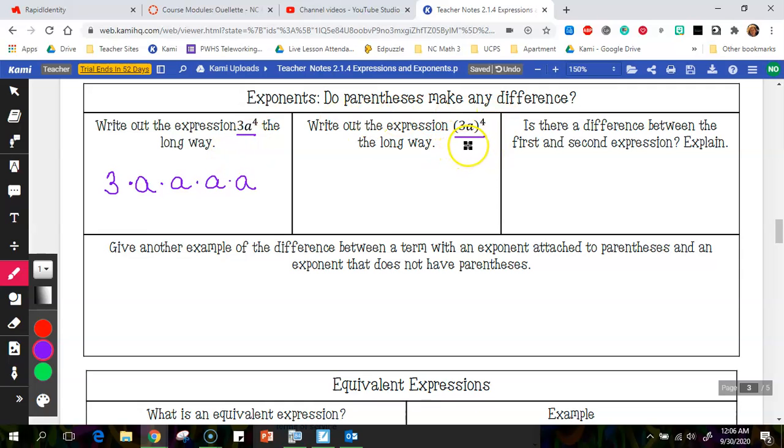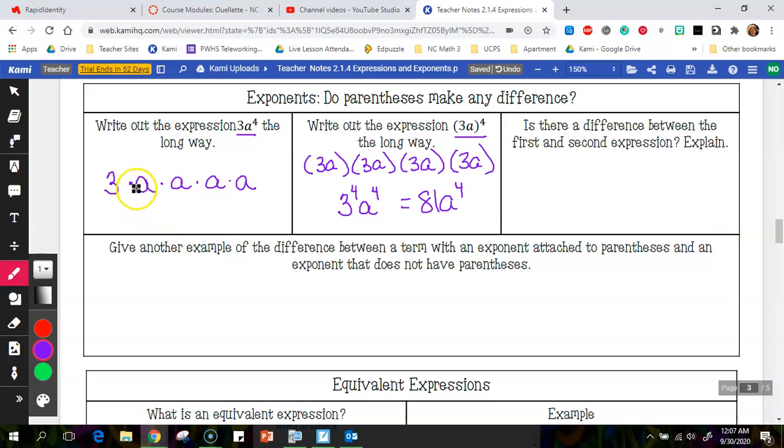Now this one in the middle, though, the 3 and the A are raised to the 4th power. So we could do it a couple different ways. We could write it like this. We could also write 3 to the 4th power, A to the 4th power, or we could just raise 3 to the 4th power. And I can't remember what that is. Hang on, get my calculator. 81. Okay, so it would also equal 81A to the 4th power.